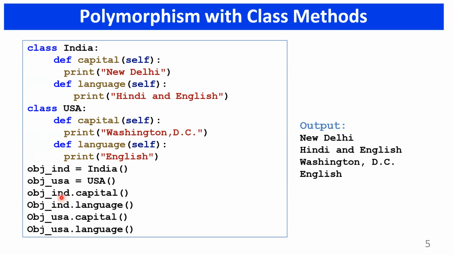obj_int is going to invoke the methods of the India class because it is an object of India class. So in this we can observe that depending on the type of object that is being used, the corresponding method of that class is being invoked. So here we can observe the same method having different meanings in different classes. So this is an example of polymorphism with class methods.